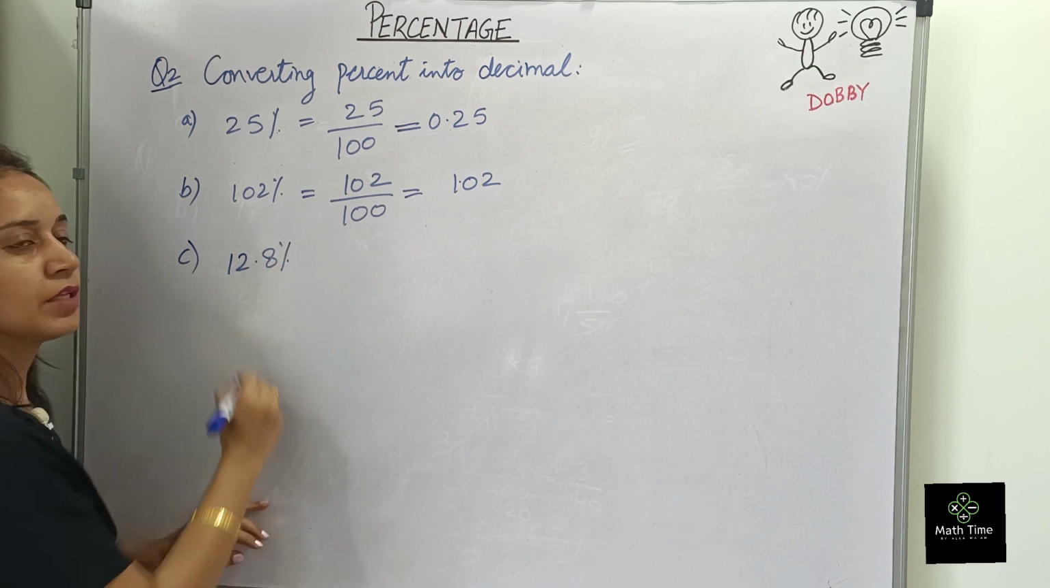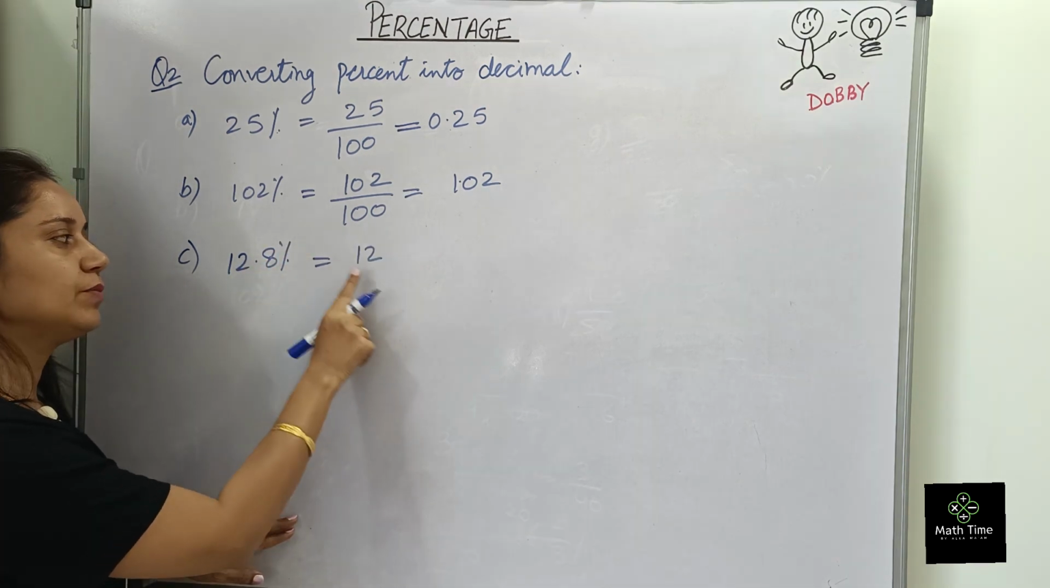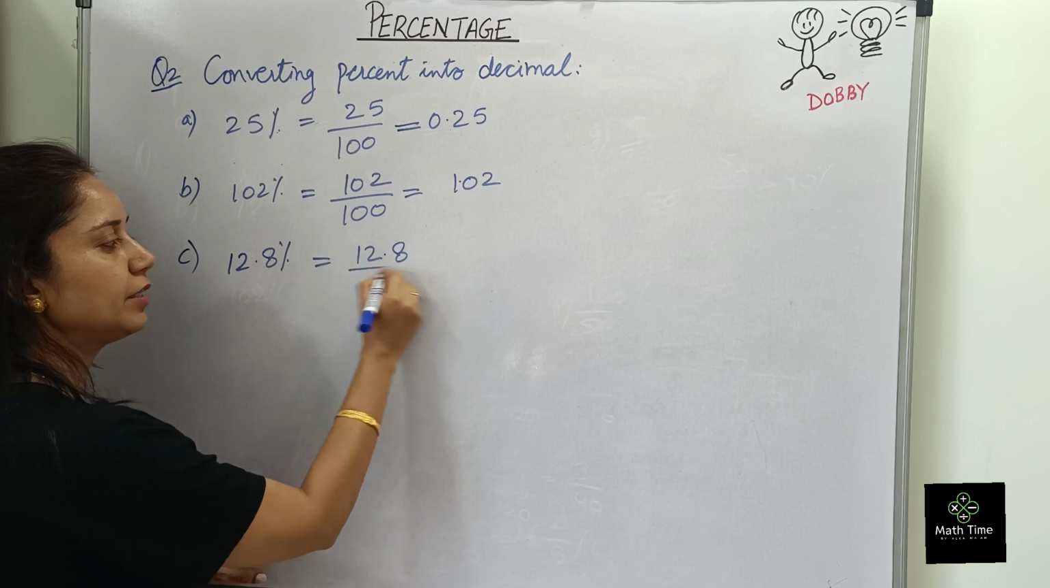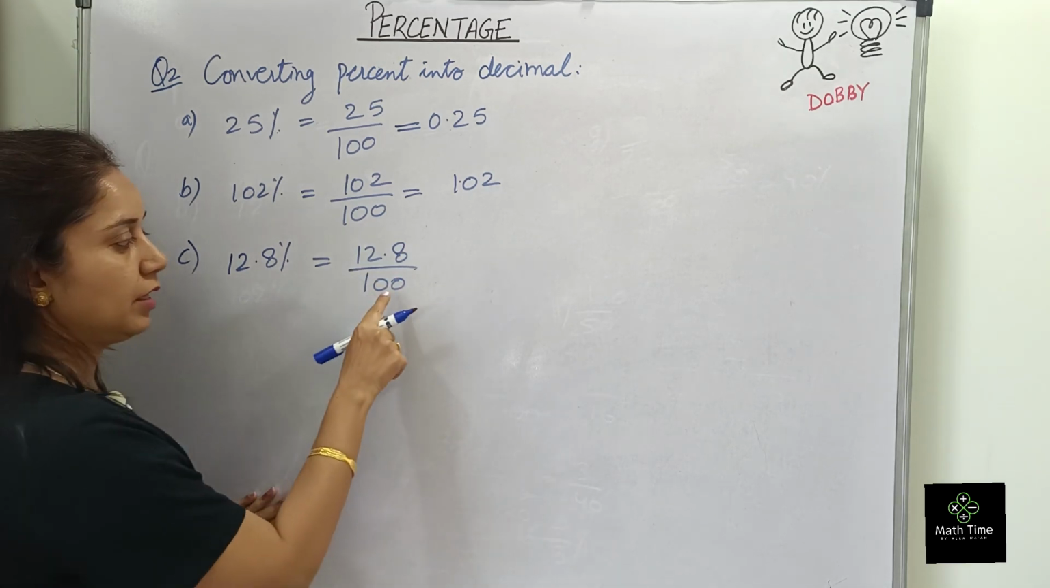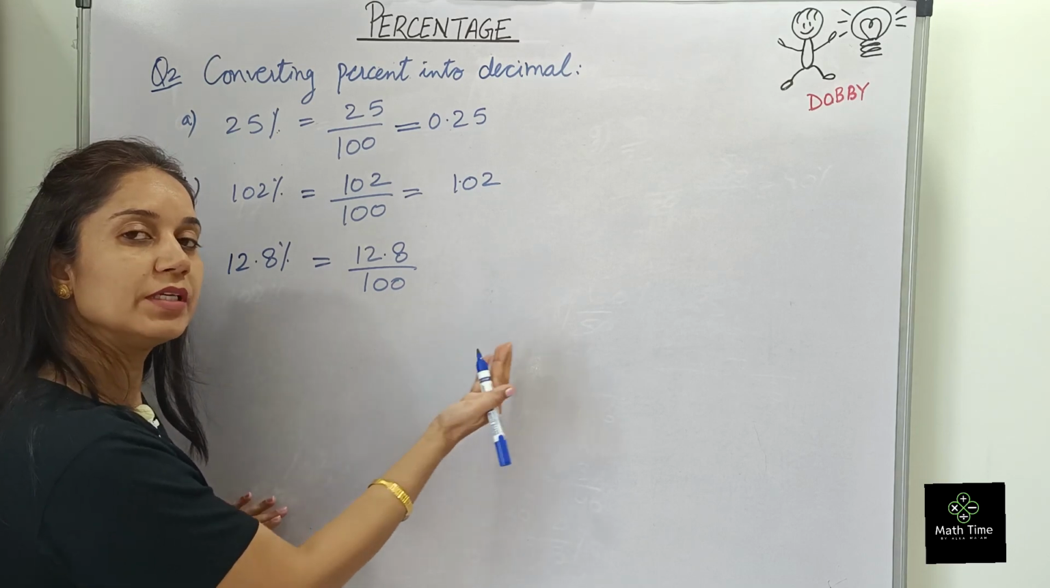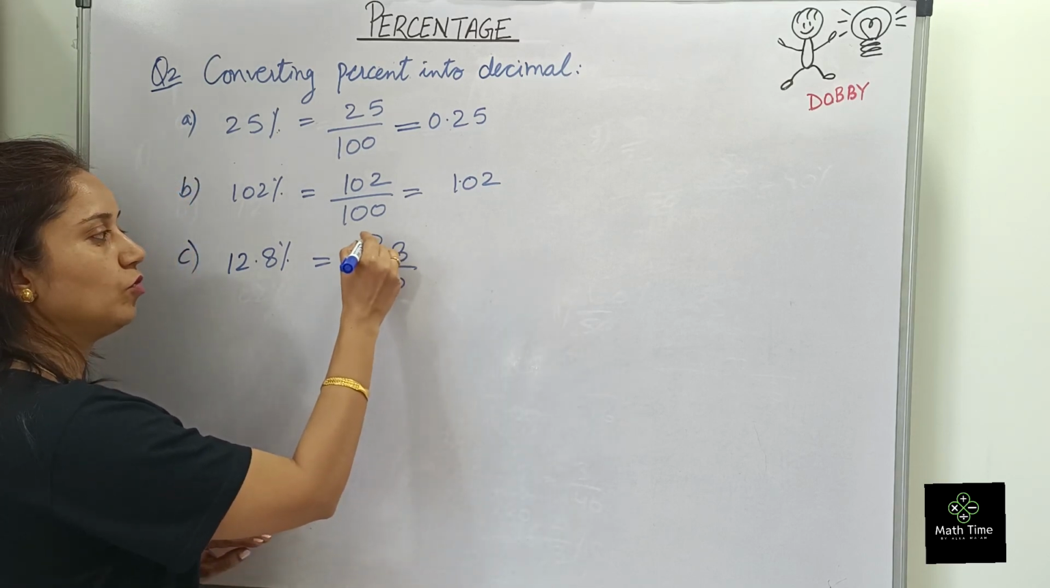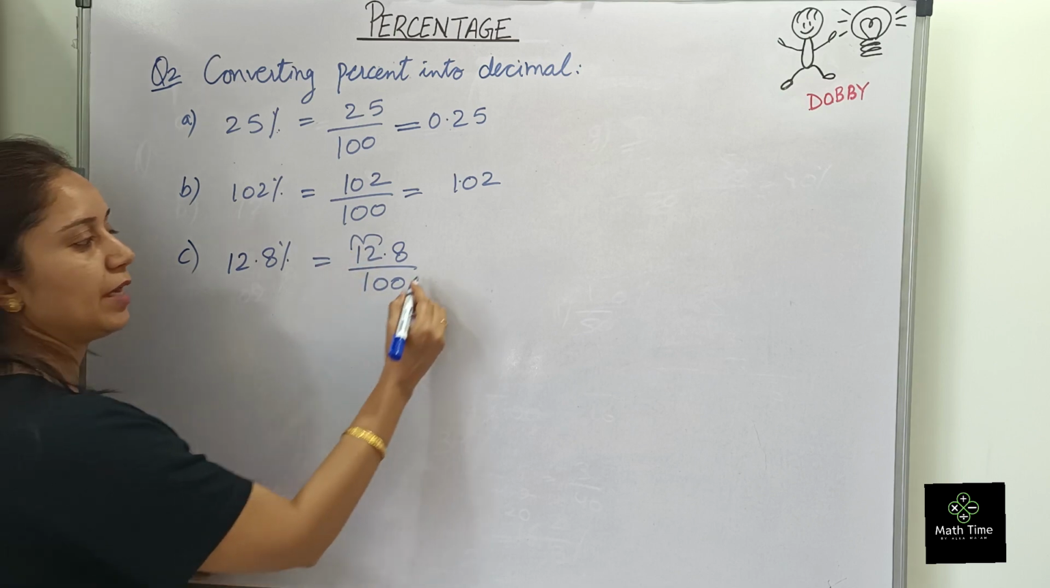C part, check out. 12.8%. It is already a decimal given here. Then also the method is the same. Write down 12.8 in the numerator, divided by 100. Out of 100. 100 means 2 decimal places more. Back 1, 2. The decimal came here.